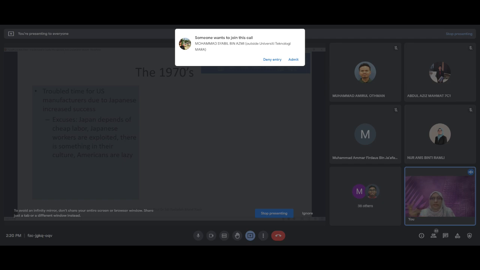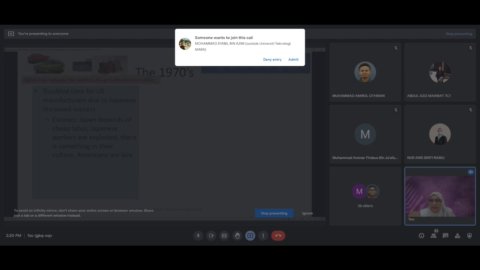And the US has made an excuse saying that Japan depends on cheap labor. That is why they succeed. Japanese workers are exploited, there is something in their culture, and Americans are lazy. So these are all the excuses that America has, but the issue is really related to quality.